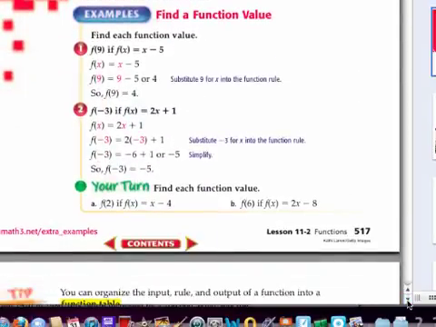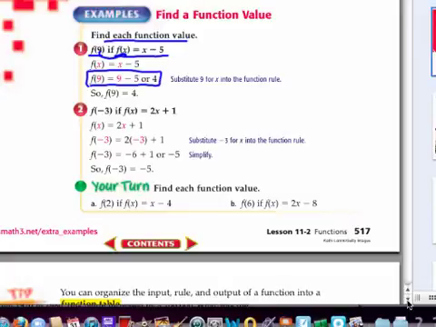So here's a couple of examples of functions. They say find each function value. So if I have f of 9, I plug 9 into my function, and here's my function, f of x equals x minus 5. They're saying, instead of x, put 9 in for x. That's what I'm doing. So if I put 9 in for x, just like I do here, I'm going to get 9 minus 5, or 4.